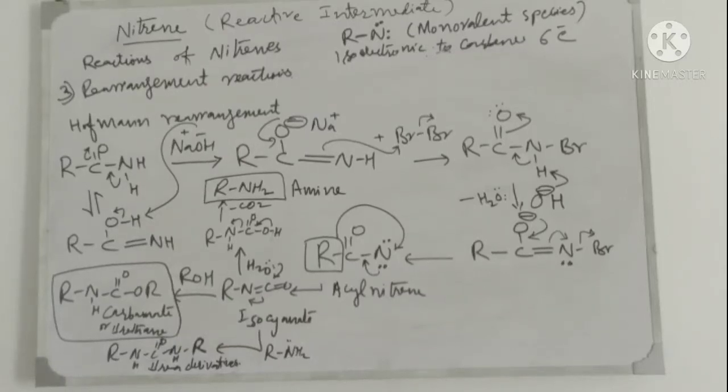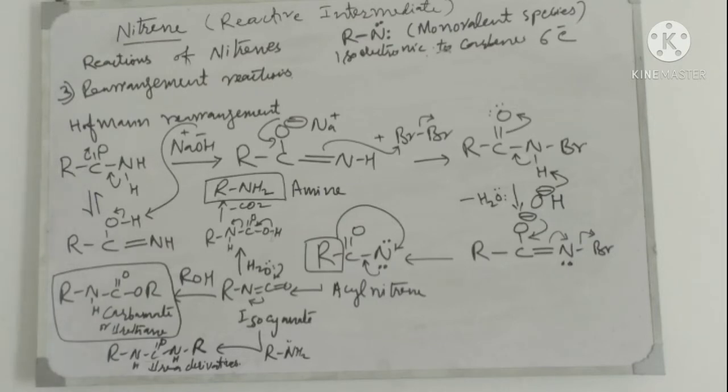So as we are discussing the reactions of nitrenes, this is the last and final reaction of the nitrenes, which is called rearrangement reactions. This is the first rearrangement, which is called the Hofmann rearrangement. The starting material for the Hofmann rearrangement is this primary amide.